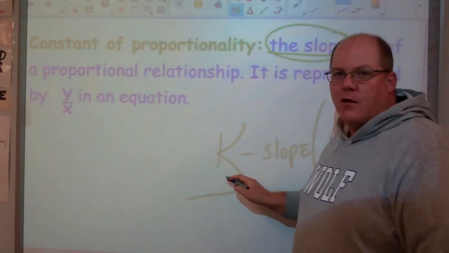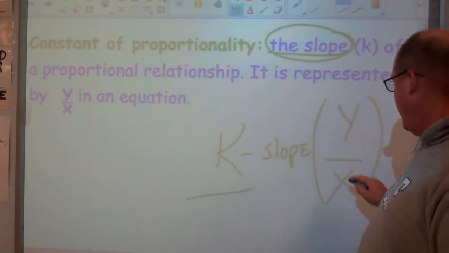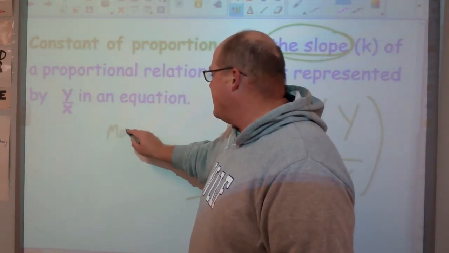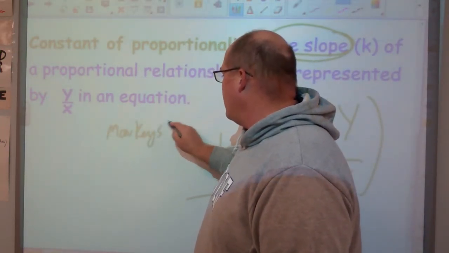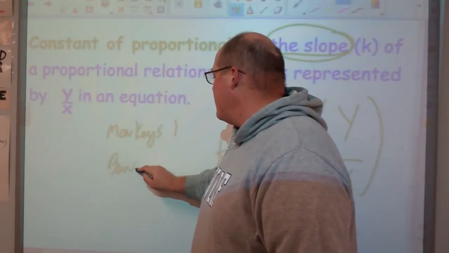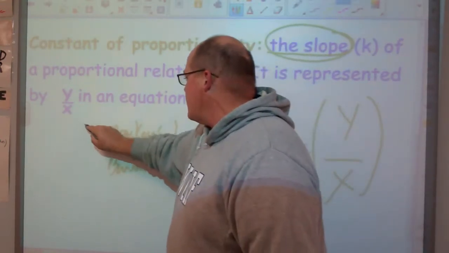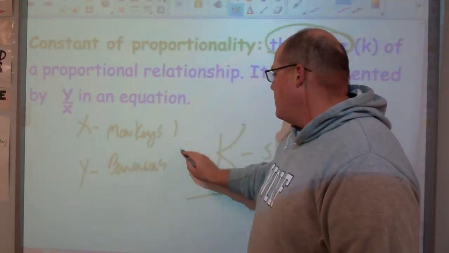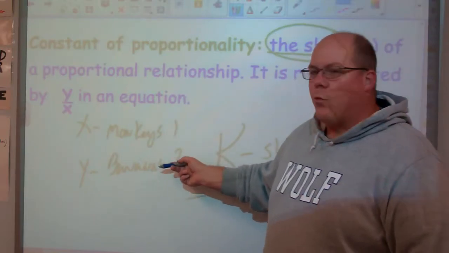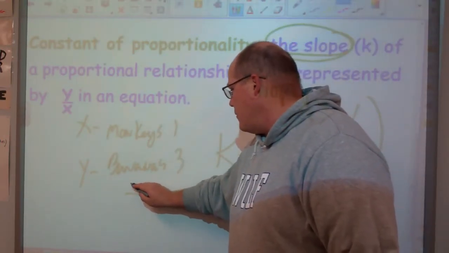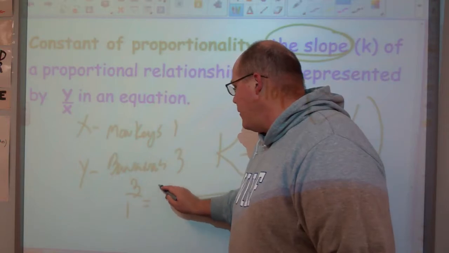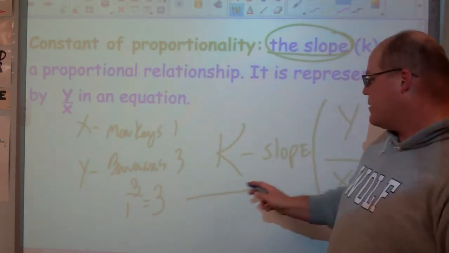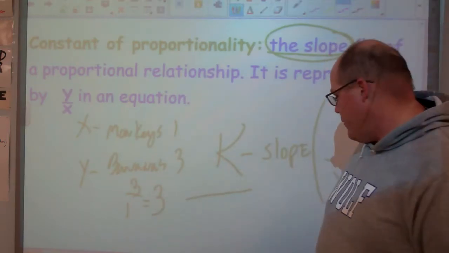To find the slope, we need to know what a y is and what an x is. In our last example, we talked about monkeys and bananas. Let's say that monkeys is our x and bananas is our y. So we would put y over x, 3 over 1 is 3. In this proportion, our slope, like I said, is 3. K would be equal to 3.